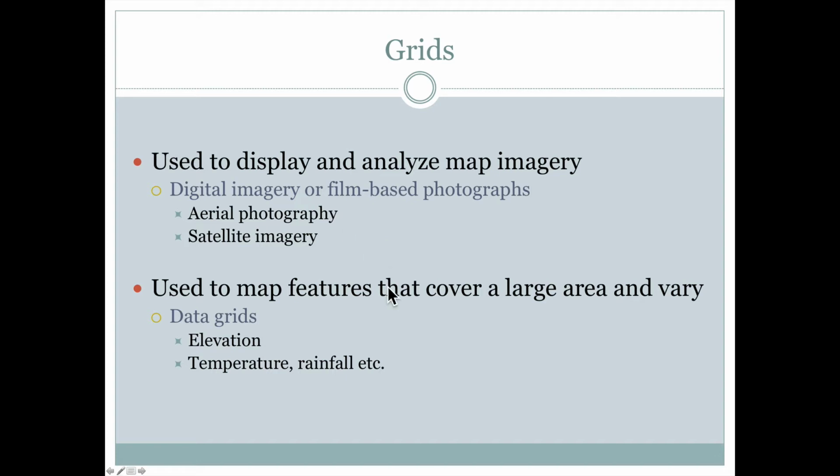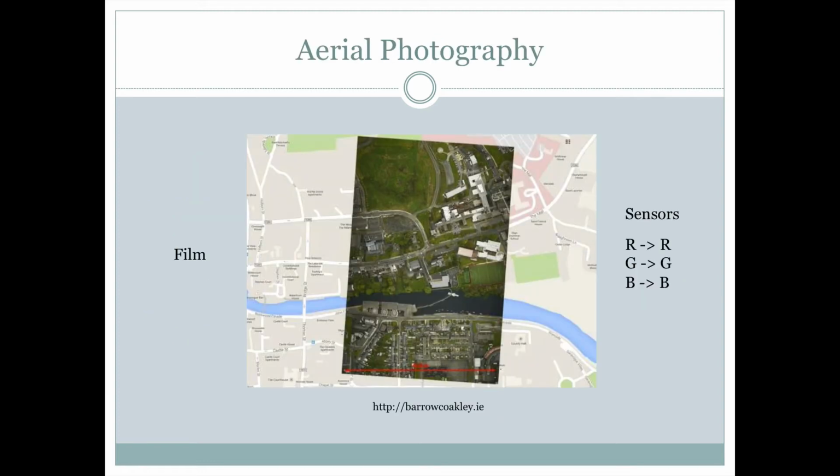So we'll look at some examples of these, but first, kind of the other big category are these data grids. And these data grids can be anything from elevation or temperature, rainfall, any sort of field that we would typically map where values are changing constantly. So we want to account for all of those variations by assigning different values to each of the different grid cells. Let's start though with the imagery.